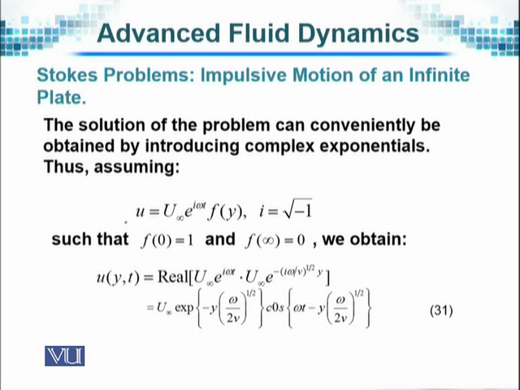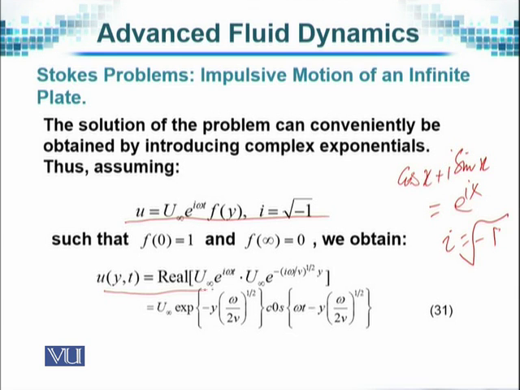The solution can be written as this. You will remember that this is a standard way of writing harmonic solutions of functions that are reflected in sine and cosines. And we know that cosine of x plus i sine of x can be written as e to the power iota x, where iota is the square root of minus 1. The same kind of procedure is adopted here, and we obtain u to be the real component.